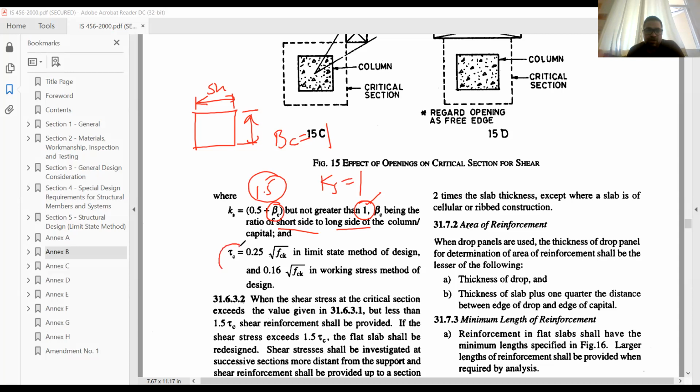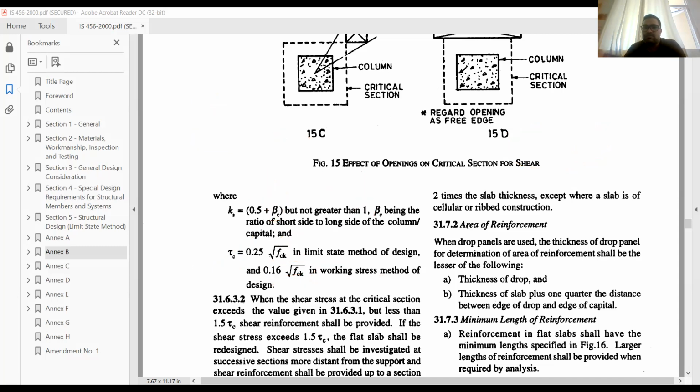The value of tau C here is 0.25 root FCK and 0.16 root FCK. If we are using the limit state method, we prefer the 0.25 formula. If we are using the working stress method, we take the other formula. So in our case, tau C will be 0.25 into under root FCK, where FCK is the 28 days characteristic strength of the concrete. Putting the value, we will be able to get the value of tau C. So again, going to the slide.